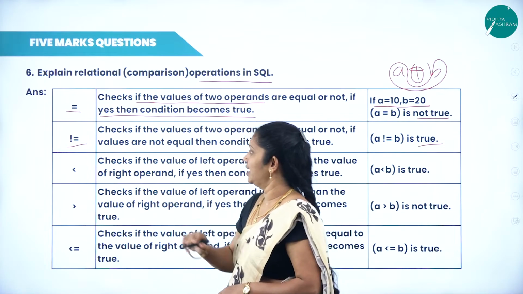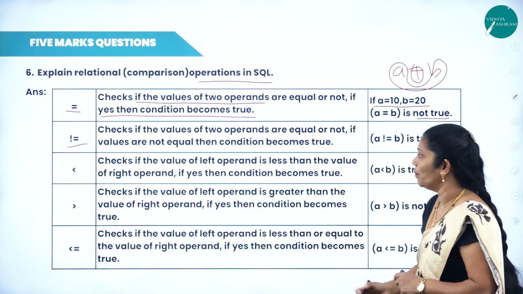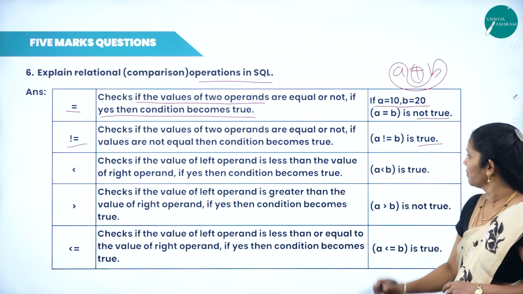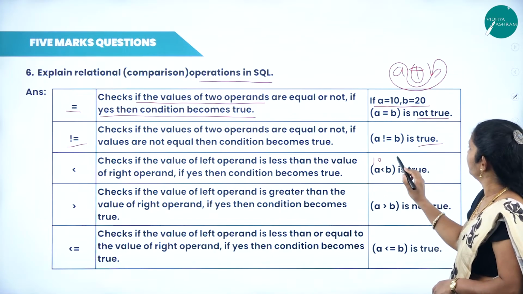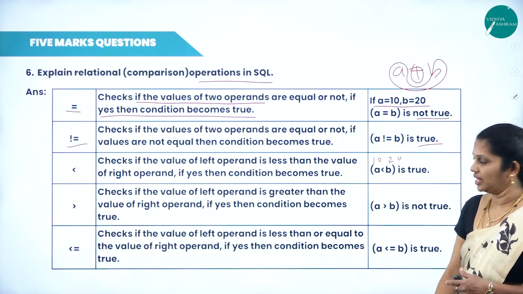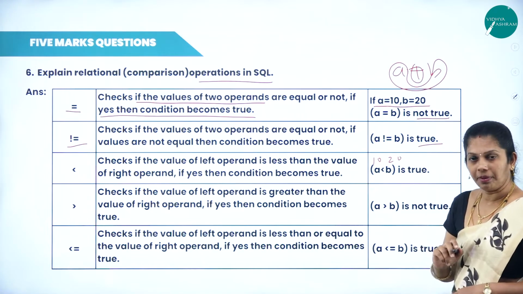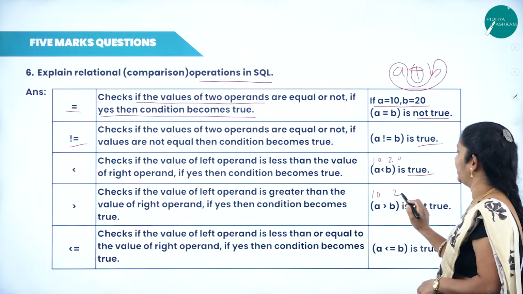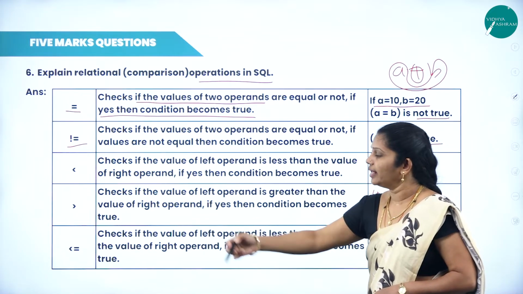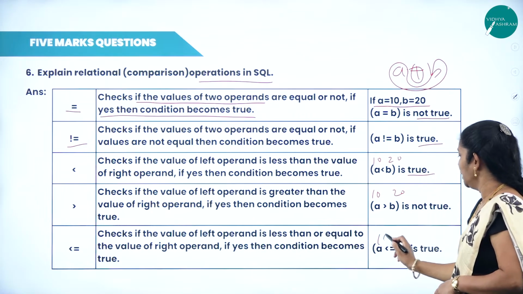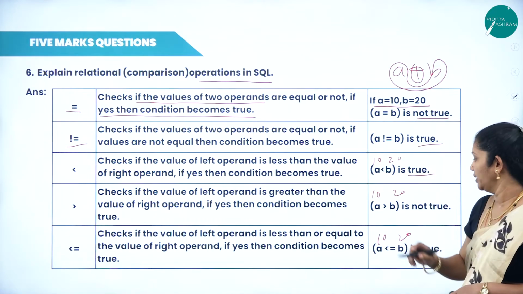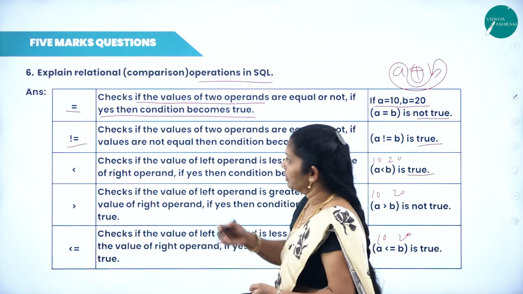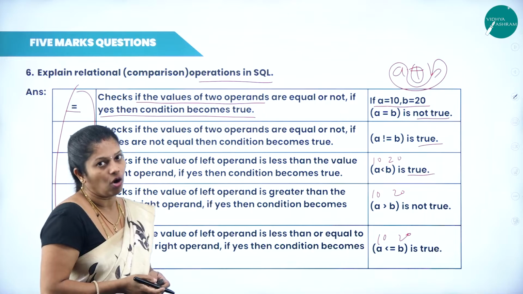Then here we have less than. It checks if the value of the left operand is less than the value of the right operand. If yes, then the condition becomes true here. For example, here for A we have given 10, and for B we initialized 20. A is less than B, then it will display as true. Then greater than, here A is 10, B is 20, then here it is not true. Then less than or equals to, A is 10, B is 20, here it is true, because A is less than B. At least one condition is satisfied, that's why the value will display as true here. That means these are the few relational operators.